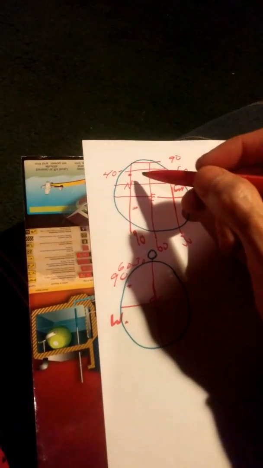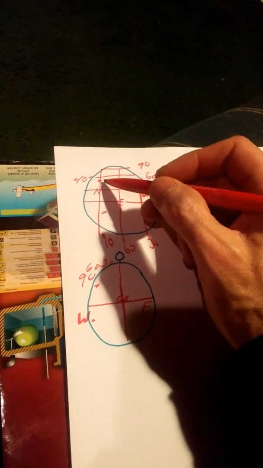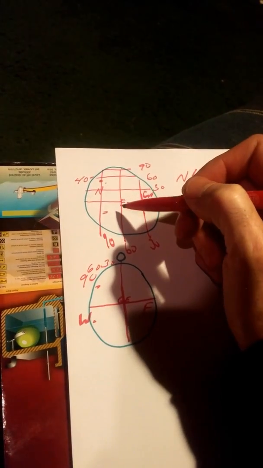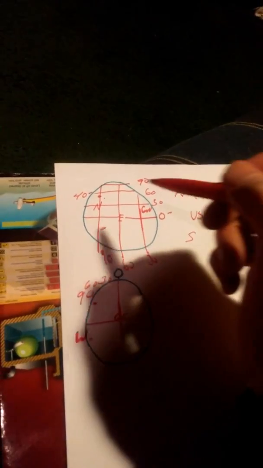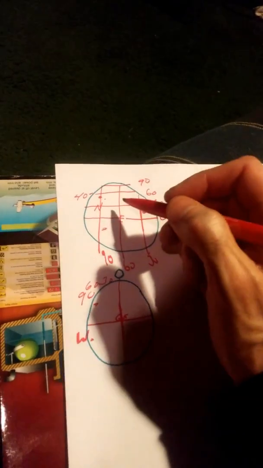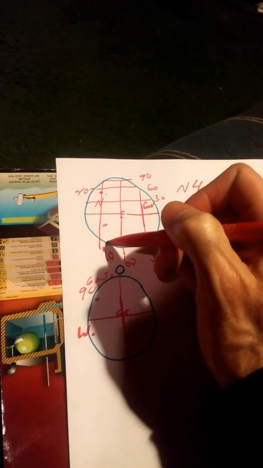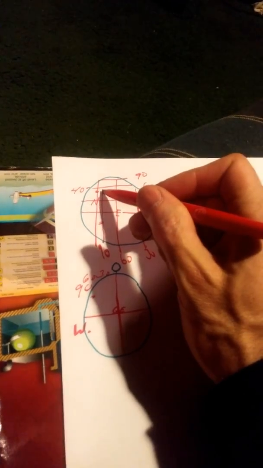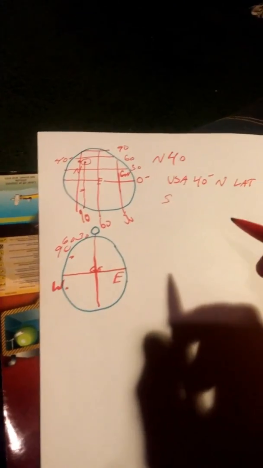And the USA is located at about 75 degrees, and it's located in the western hemisphere. So if we said this is 60, this is about 75, and we went up to the western hemisphere, this is where the United States is.